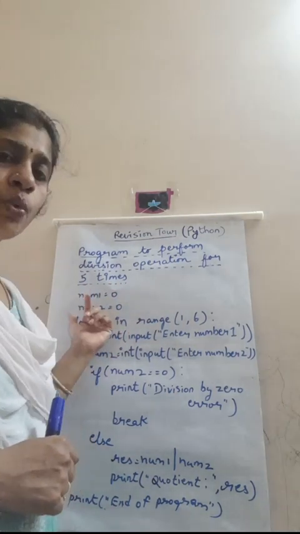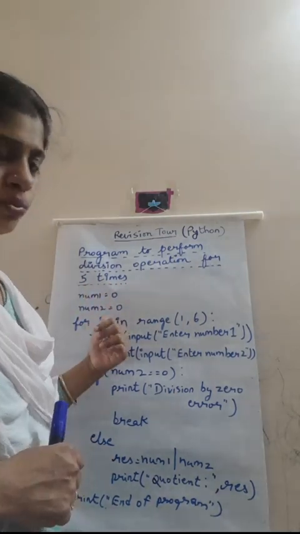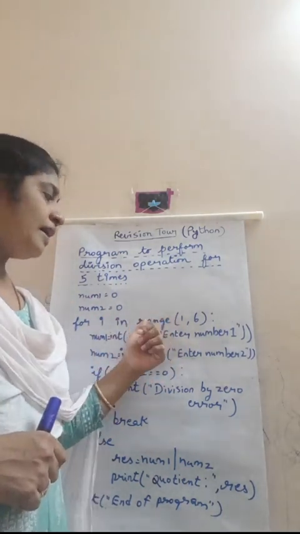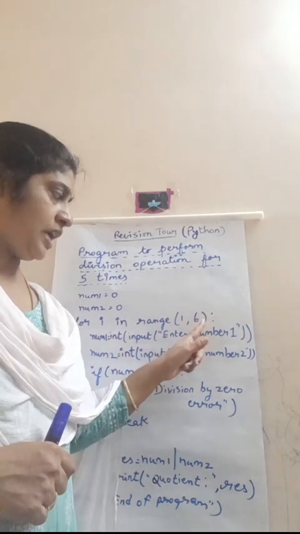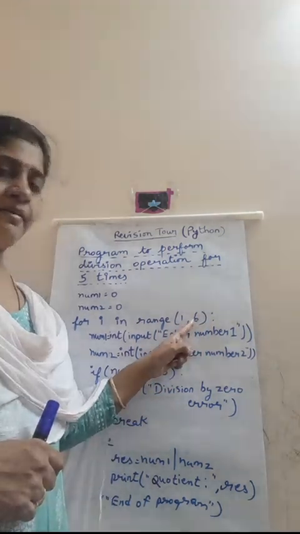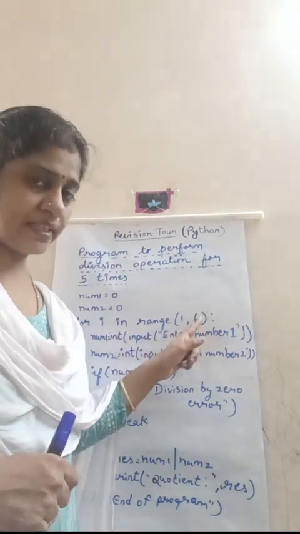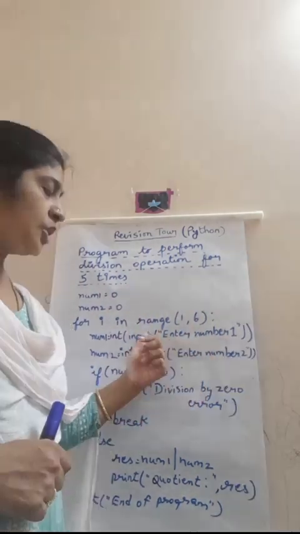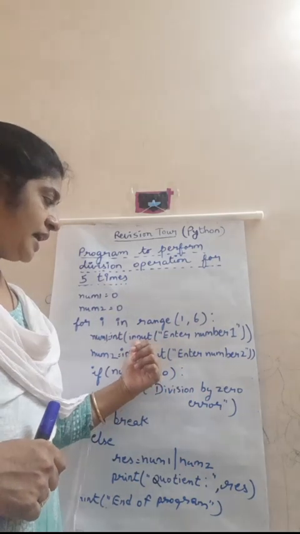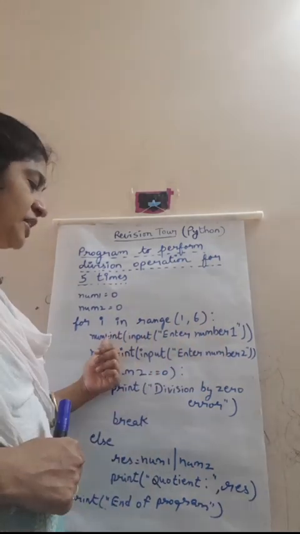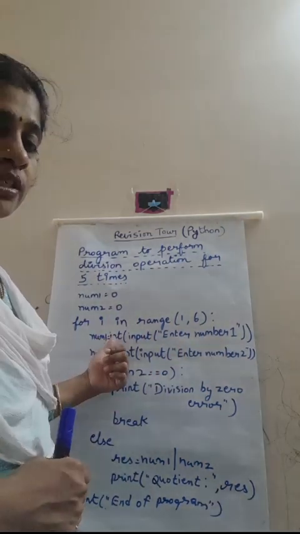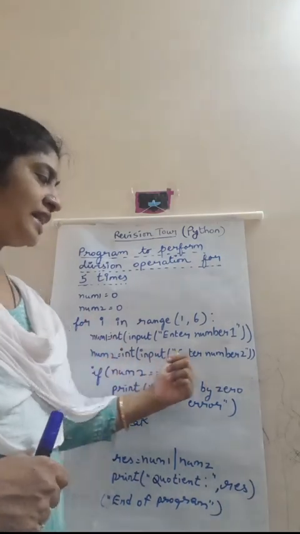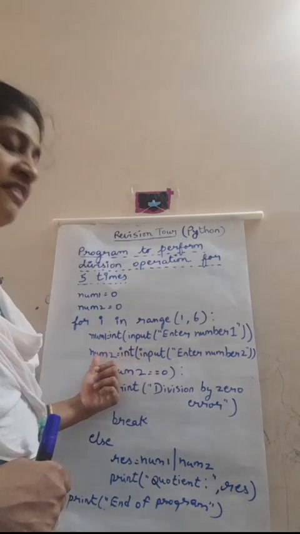I have declared 2 variables, number 1 and number 2. I am going to run the loop 5 times, from 1 to 5. Here the loop will stop at 5. It won't run up to 6. I am taking 2 numbers from the user using the input function. Input enter number 1, and I am converting the number to integer and storing it in the number 1 variable. Similarly, I am taking number 2 and storing it in variable number 2.